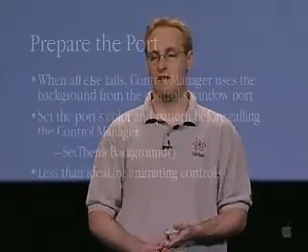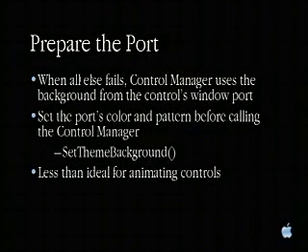Now, sometimes SetControlColorProc may not do exactly what you want, or it may be a little bit of a hassle to use. So as a last ditch effort, you can sometimes rely on the control manager's default behavior of erasing to the current port. If the control manager does not have a color proc associated with a given control, and if the embedding hierarchy doesn't have a color associated with a given control, and if there's no theme brush associated with the window's background, we're just going to erase to whatever color happens to be in the current port.